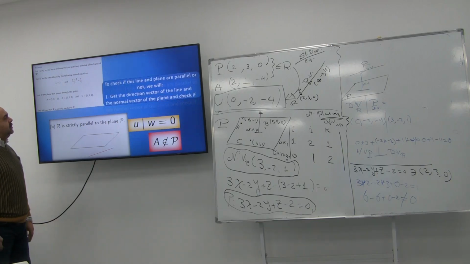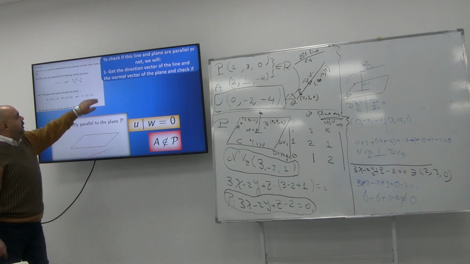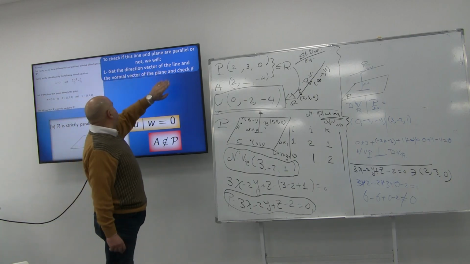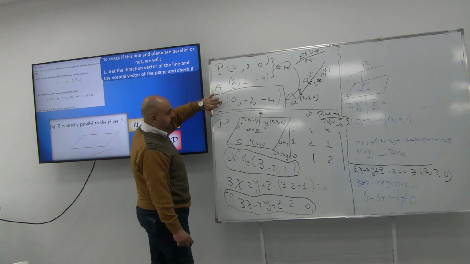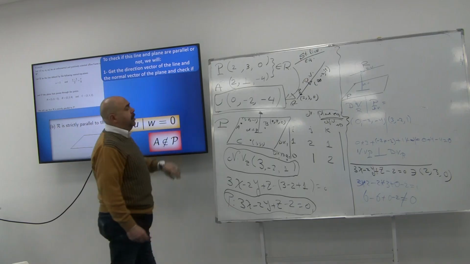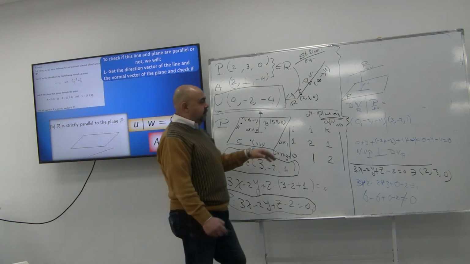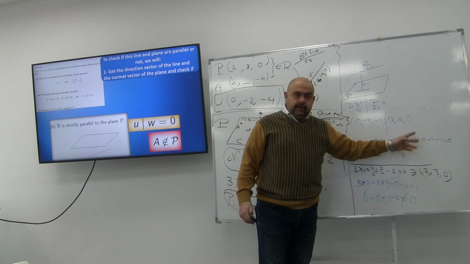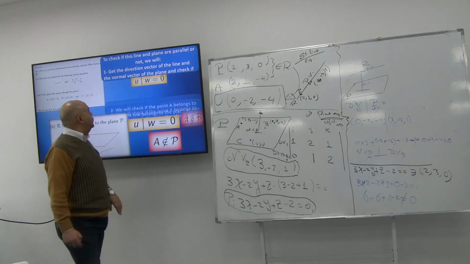So I will do this in 2 steps. The first step, as we saw, I will get the direction vector of the straight line and the normal vector of the plane. This is the direction ratio of the straight line, that's the normal vector of the plane. And let's check the inner product, if it's equal to 0 or not. We already checked that. They are equal to 0, so this point was checked. Okay, the inner product equals 0.